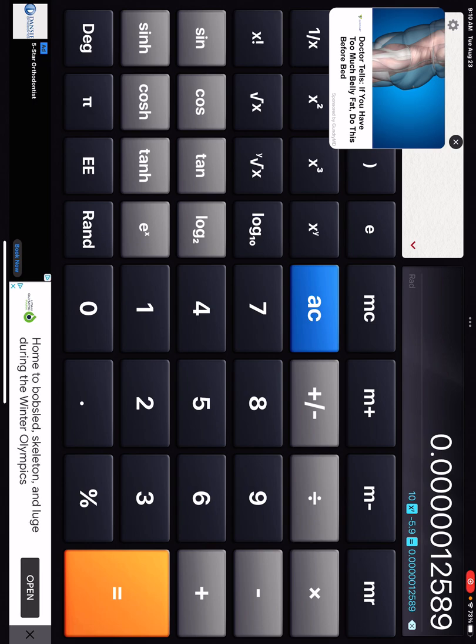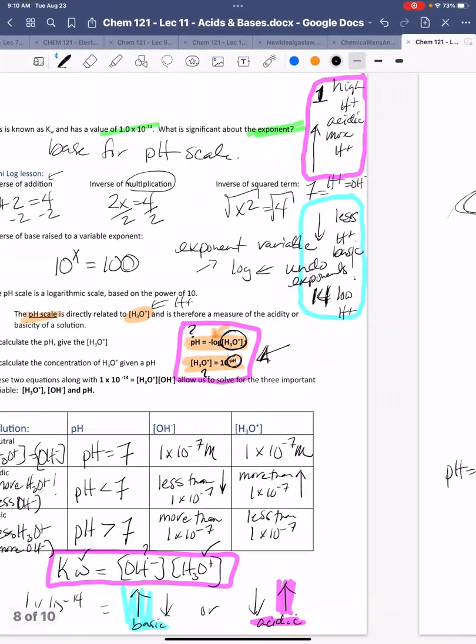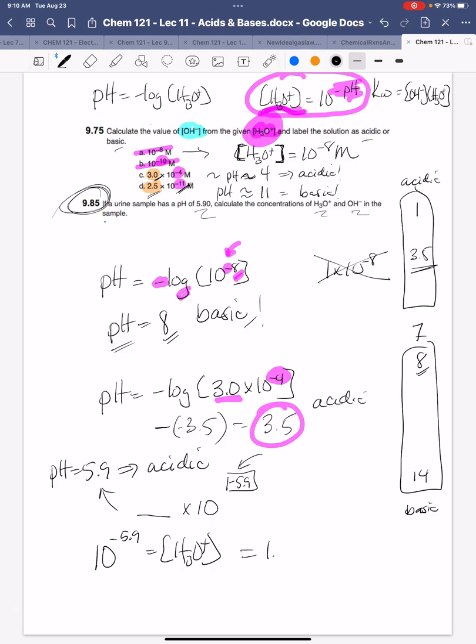I'm going to note that. So that says 1.26, 1, 2, 3, 4, 5, 6. 1.26 times 10 to the negative 6. Okay, so I'm writing that down into our notes. 1.26 times 10 to the negative 6th molar.